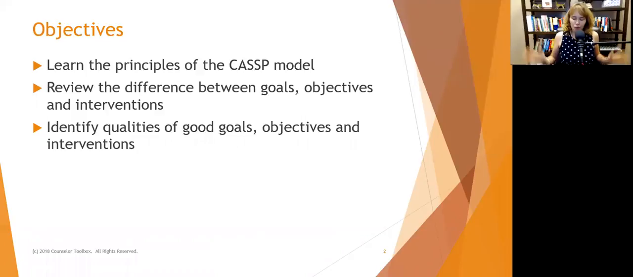So we're going to try to clear up some of the confusion today, and for this model we're going to talk about what goals, objectives, and interventions are, and then we'll identify qualities of good goals, objectives, and interventions, because you can write them, but if they're not good, they ain't gonna work.